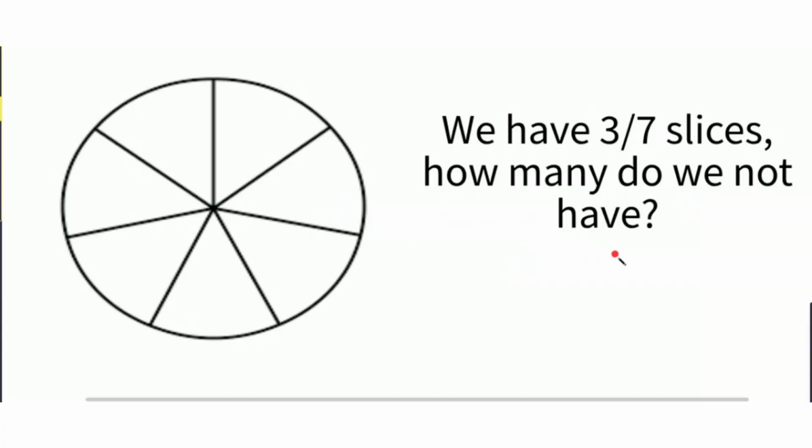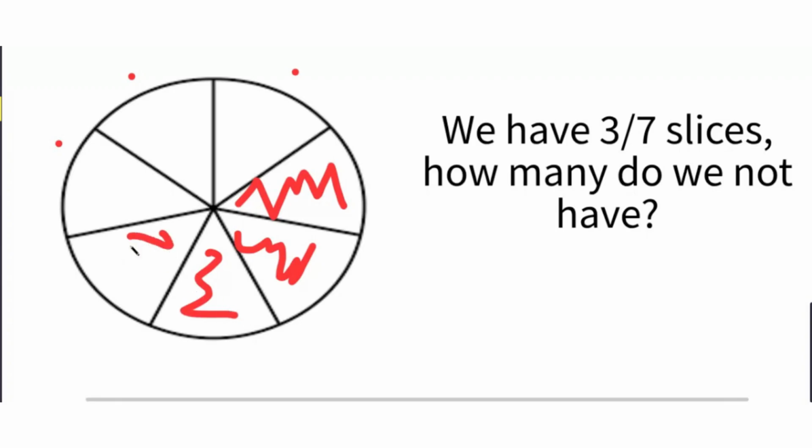Now what if the question is how many do we not have and shade them in? That just means to shade in the numbers we don't have. So we don't have 3, so that means we don't shade this one in, we don't shade this one in, and we don't shade this one in. So we shade in the rest. That's how many we don't have. We don't shade these 3, and we shade the rest.